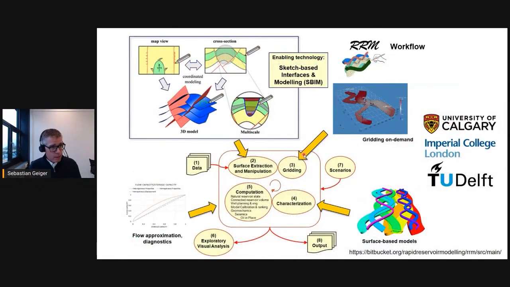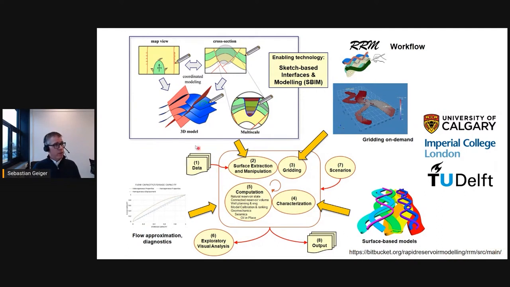What we have done, in work with the University of Calgary and Imperial College London over the last 8 years, is to develop the so-called rapid reservoir modeling workflow, which is also being released as an open source system and package, and you can see the link here at the bottom.